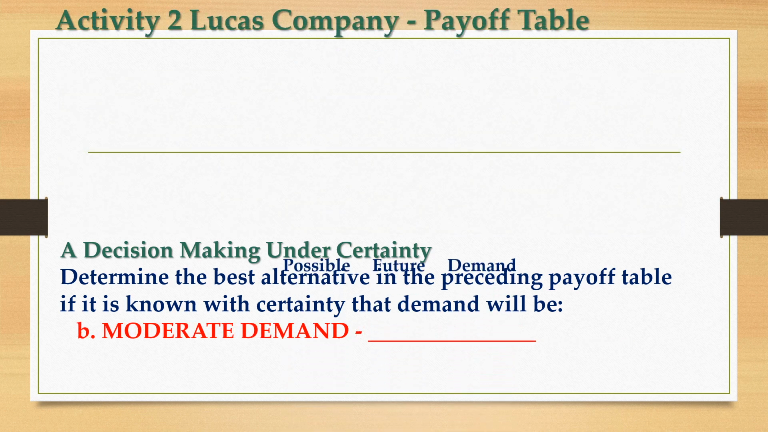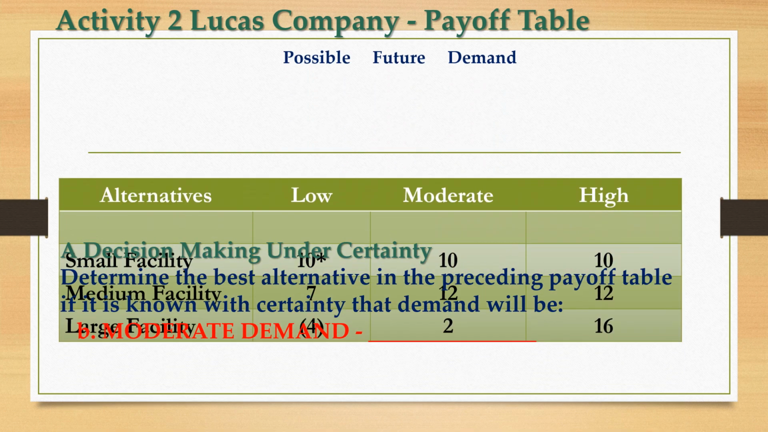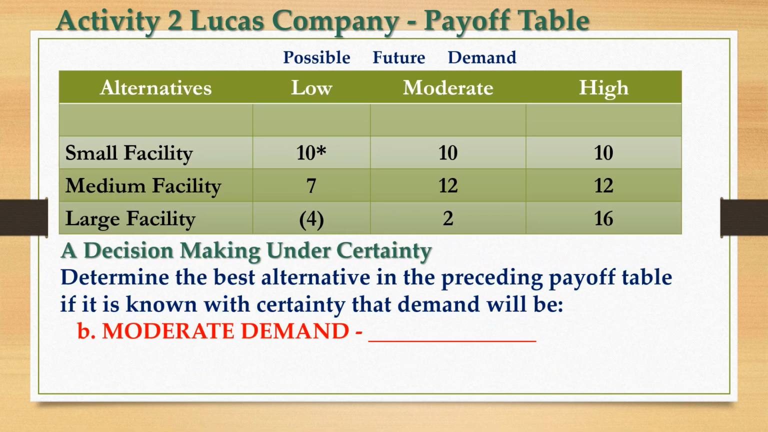Next, letter B. In case we are certain that demand will become moderate, so do not look at the low column. Class, look at only the moderate column. So do the same thing. Choose the best alternative by looking at the highest payoff. So under moderate, we have 10 million, 12 million, and 2 million. So you have to choose among these three the highest payoff and then make a decision by choosing the alternative that corresponds to that highest payoff.